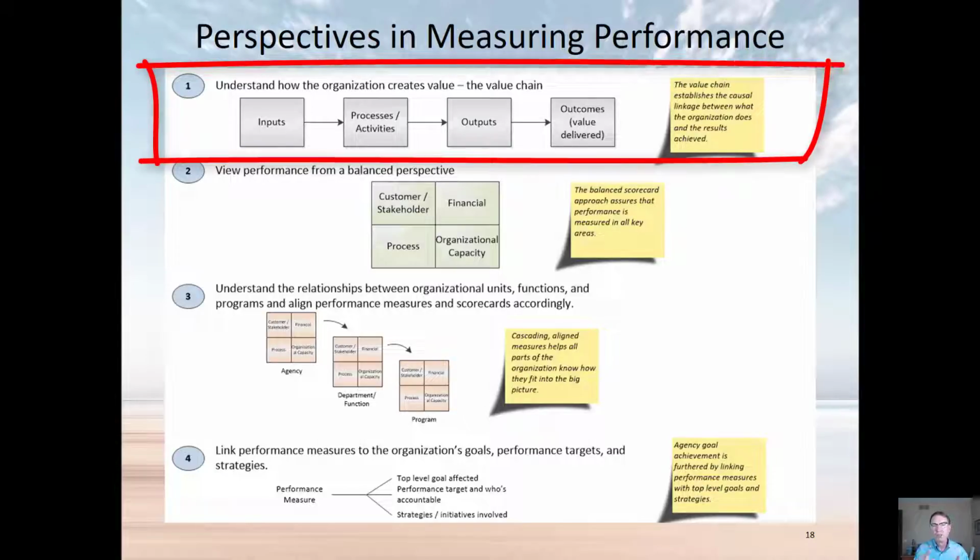The first is this logic model that we talked about earlier. I've labeled it here the value chain, but it's looking at inputs, processes, outputs, and outcomes. And the focus that the board wants to have is on the outcome, or the value delivered to the organization. And that's where we've been talking most of the time today.